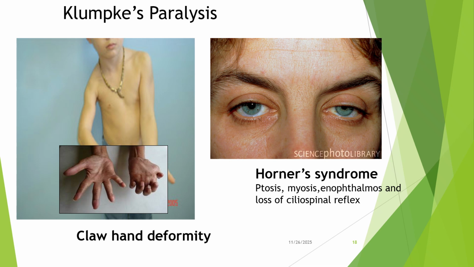In Klumpke's paralysis or injury to the lower trunk, T1 is also involved. Because of the involvement of T1, the sympathetic fibers get affected, leading to Horner syndrome.